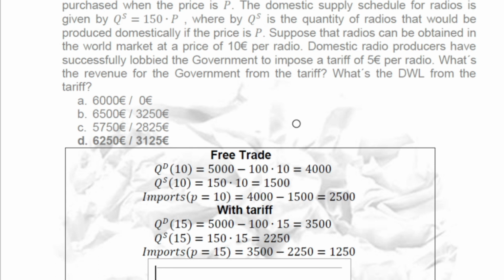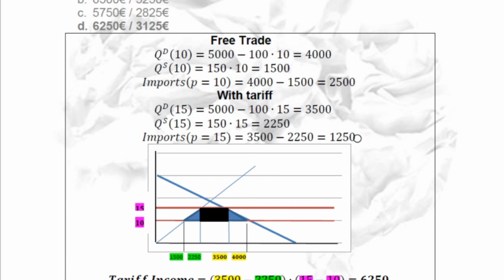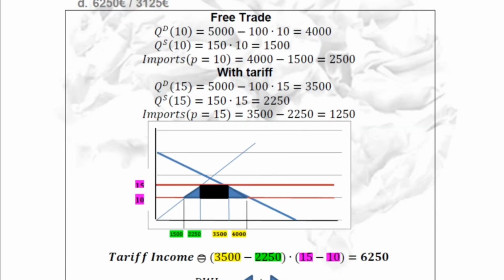Then the revenue for the government is very easy. We have the tariff income, as we could call it, which is the imports, 1,250, this length here, times the height, which is 5, so 6,250 euros. This is the tariff income.